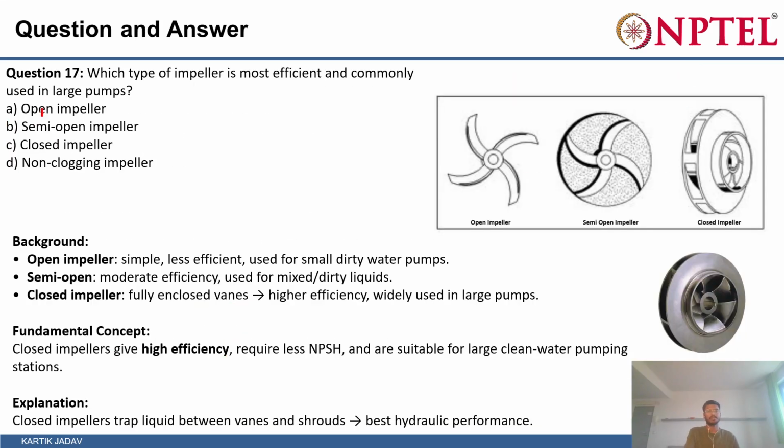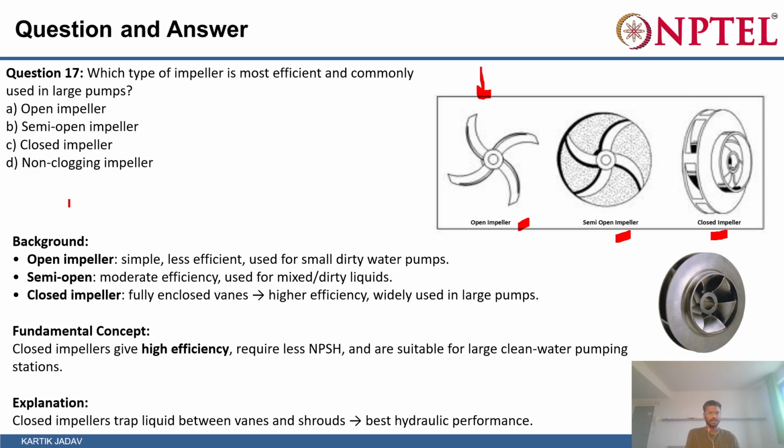Which type of impeller is the most efficient and commonly used in large pumps? So there are different impellers given: open impeller, semi-open impeller, and closed impeller. So which type of impeller is the most efficient and commonly used?